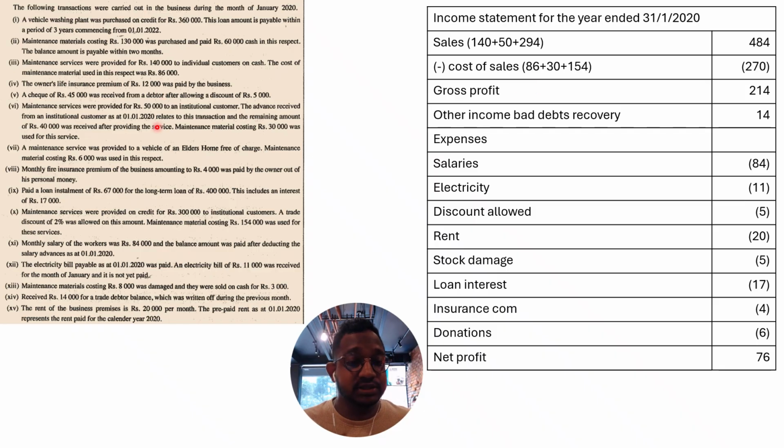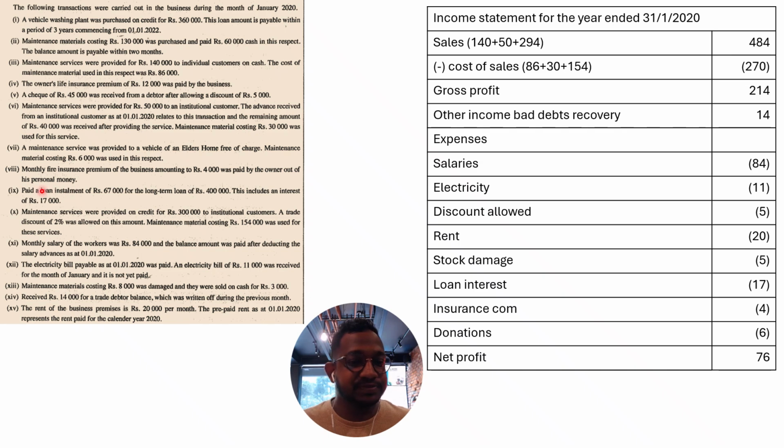Drawings is not an expense, and 45,000 was received from the debtor allowing a discount. So that discount you should consider as an expense. And the maintenance service 50, and the cost of that is 30. And here also the maintenance, this 6,000 is stock donation. So yes, charity work. So it should consider as an expense too, right?